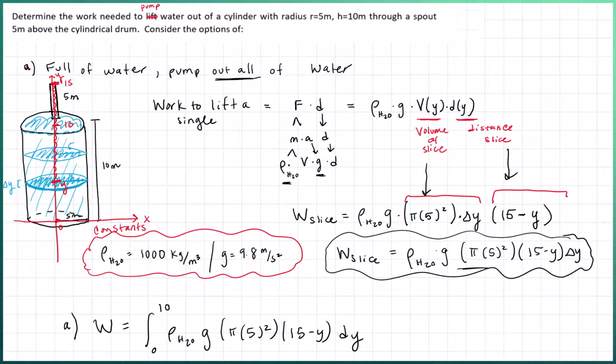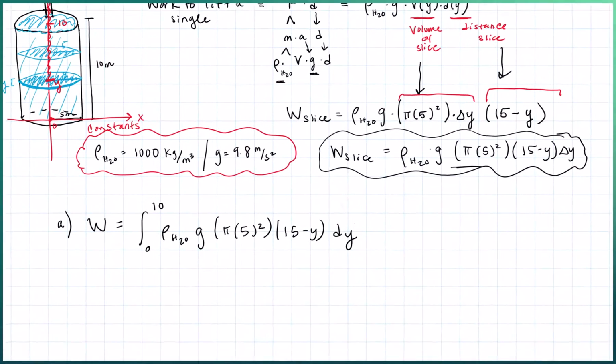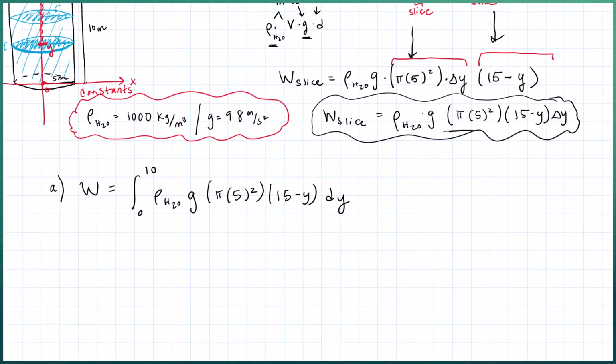So our delta y becomes a dy when we take the limit as n goes to infinity. And now I'm in the world of integrals, and I can calculate this integral. We've got a lot of constants right here, so I'm going to go ahead and move out the constant. So we've got rho of H2O times gravity. Remember, we can plug those constants in just like we can plug in pi after I've integrated. This is going to become the integral from 0 to 10. This becomes 25 pi times 15 minus y dy.